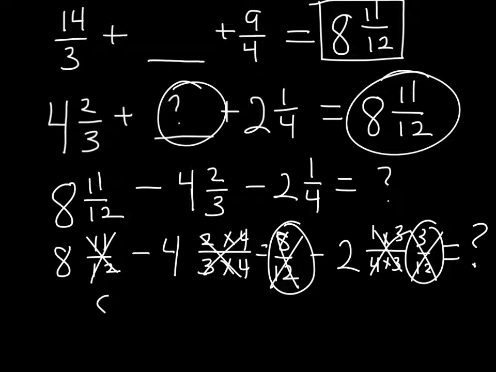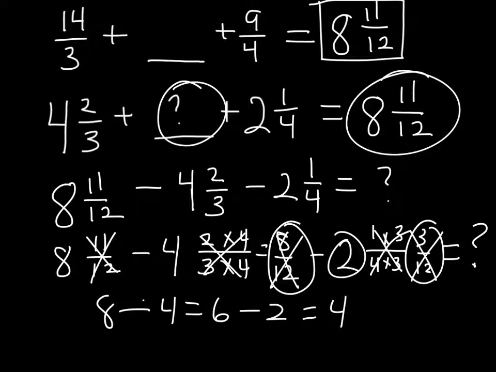8 minus 4 equals 6, and then I've got to take away this 2 over here. 6 minus 2 equals 4. And now I know that 4 is the number that belongs in that blank.